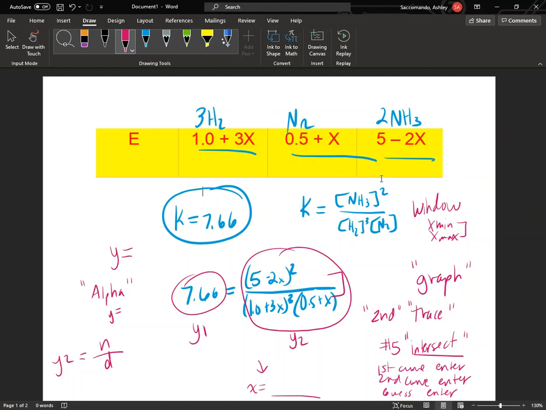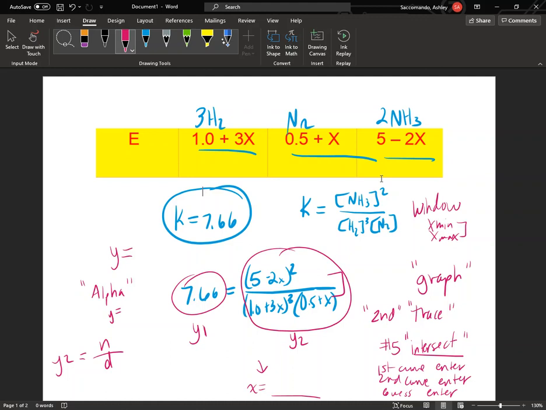The only time you're going to have to determine which way it's going to shift is if they give you initials for all of the reactants and products. If they don't give you initial concentrations or initial partial pressures for everything, one of them is going to be 0, and it's always going to proceed towards the one that didn't start out with anything.